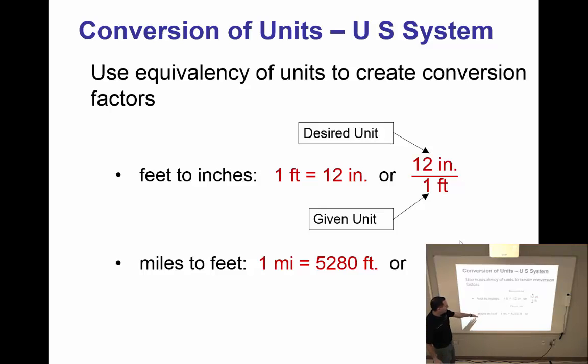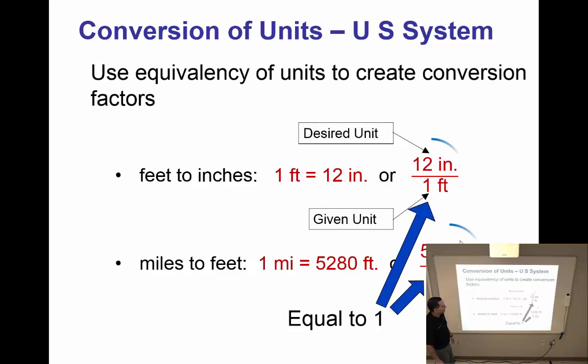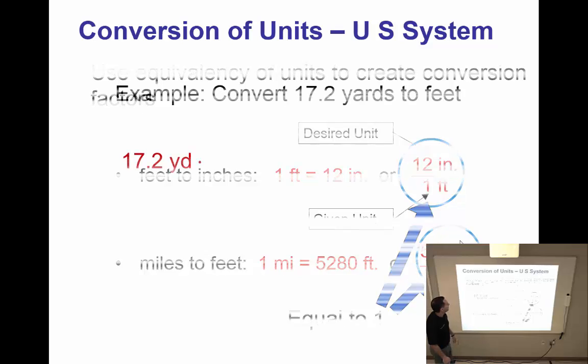Some of you probably know too that miles to feet is a conversion. 1 mile is 5,280 feet. So again, that can be written as our conversion factor. In both cases, they're equal to 1. So then we multiply by the number. It's not changing the value, it's just changing the units.